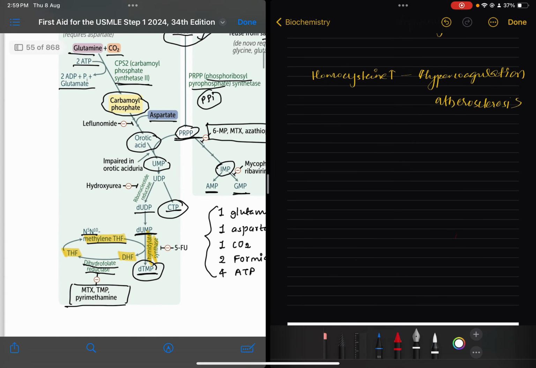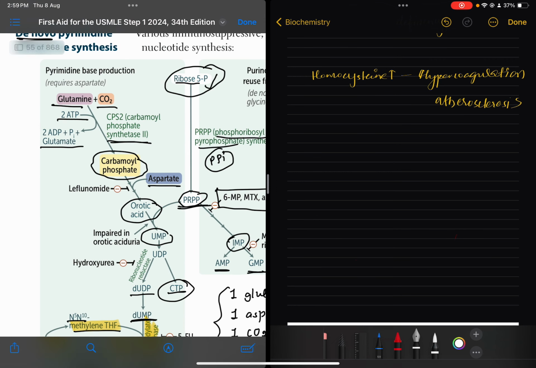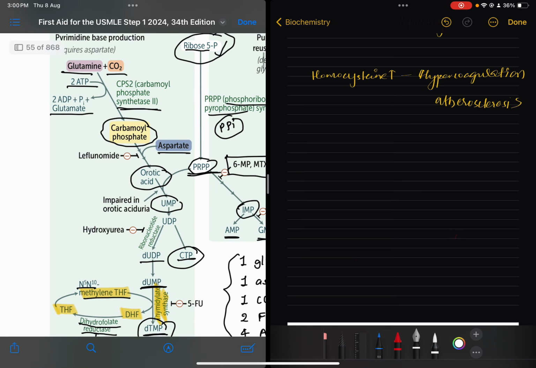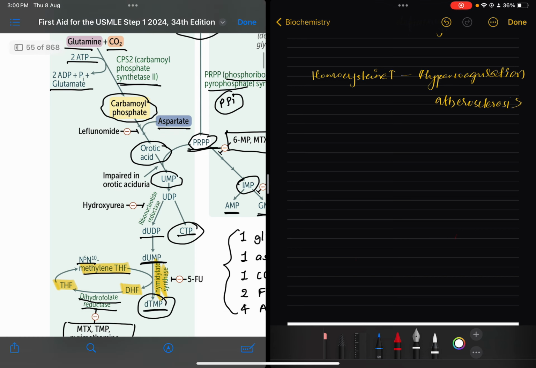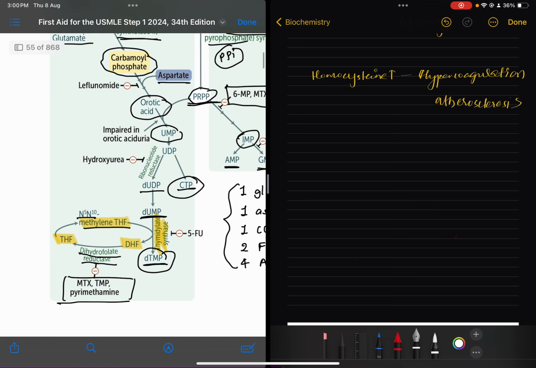As you can see here, during the pyrimidine de novo synthesis, what will happen? We have discussed this pathway. Pyrimidine is going to be synthesized from carbamoyl phosphate and aspartate, and carbamoyl phosphate will come from glutamine and carbon dioxide. Glutamine and carbon dioxide will combine and form carbamoyl phosphate by the enzyme carbamoyl phosphate synthetase 2, and 2 ATP will be used here. Now the aspartate will come and it will form orotic acid. Now this orotic acid will form UMP, that is uridine monophosphate.